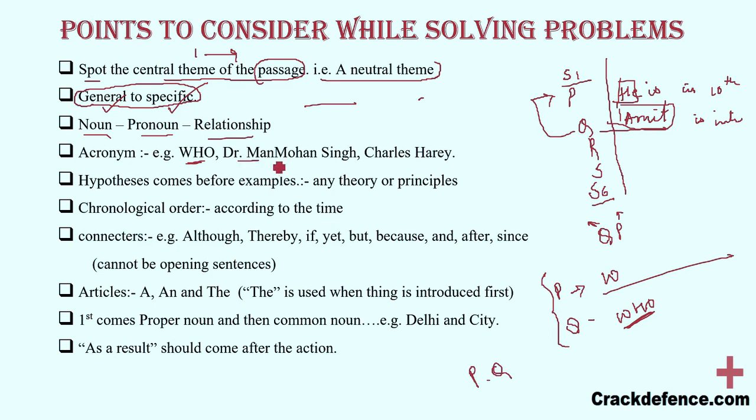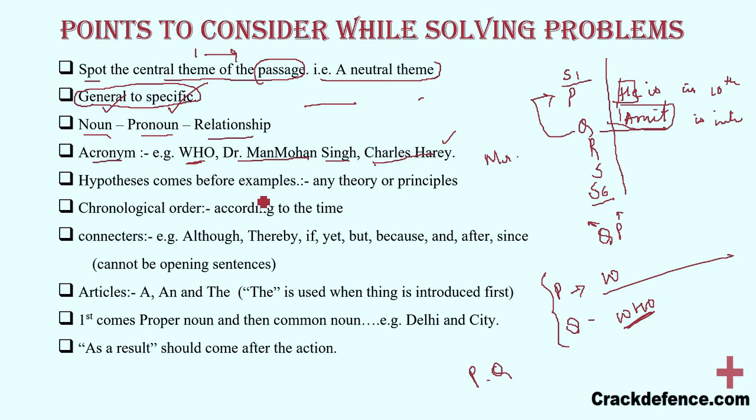Similar goes with Dr. Manmohan Singh. First they will use Dr. Manmohan Singh, and in later sentences they will use Dr. Singh. For Charlie's Harry, they may use his full name the first time, and in later sentences they may use Mr. Harry. This is how acronyms are treated.